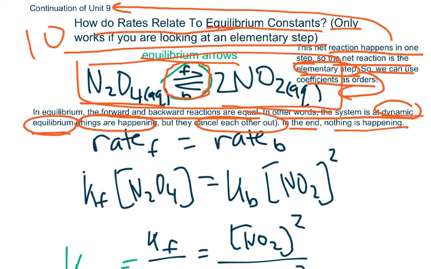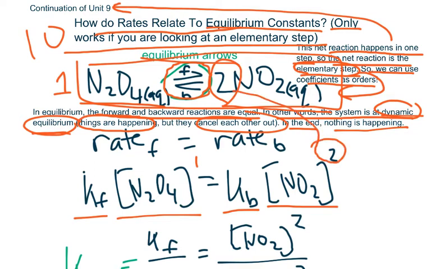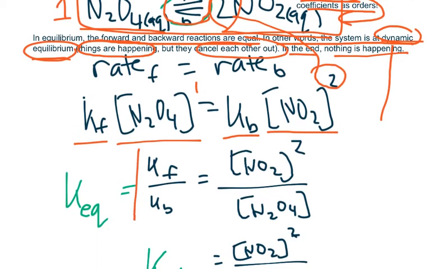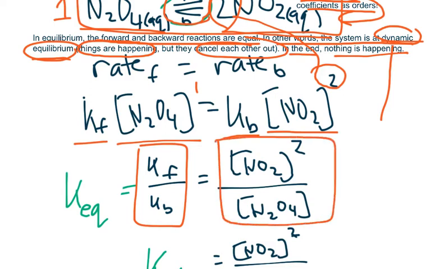So for the forward reaction, we have Kf, which is the rate constant of the forward reaction, times the concentration of N2O4 to the first power, since there's a coefficient of 1 there. And this is equal to the rate constant of the backwards reaction, Kb, multiplied by the concentration of NO2 squared, because it has a coefficient of 2. So, doing the math, we can move things around, and we get that Kf over Kb is equal to the concentration of NO2 squared over the concentration of N2O4.